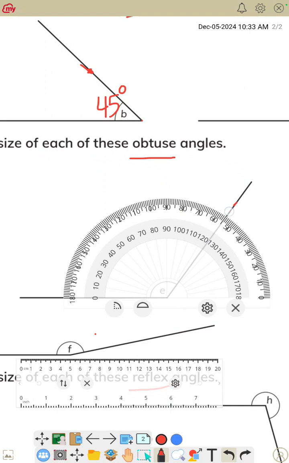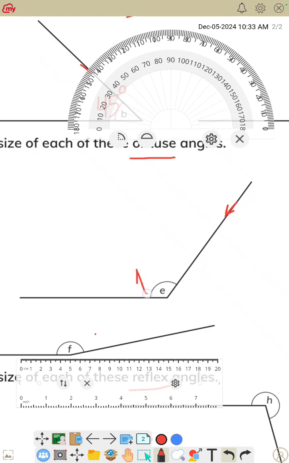Look at the outer scale, 60 and 50. The longer line here that you can see means halfway between 50 and 60, which means halfway between 120 and 130. So the angle E is halfway between 120 and 130, so it's 125. Of course, don't forget the degree sign.